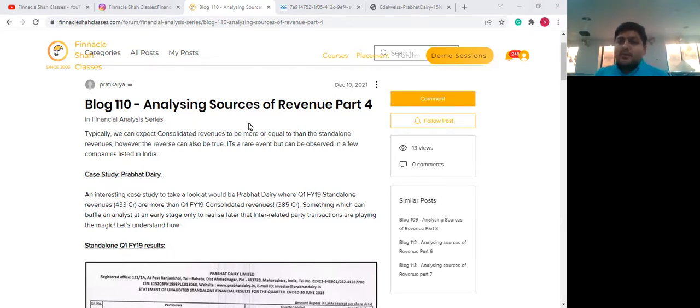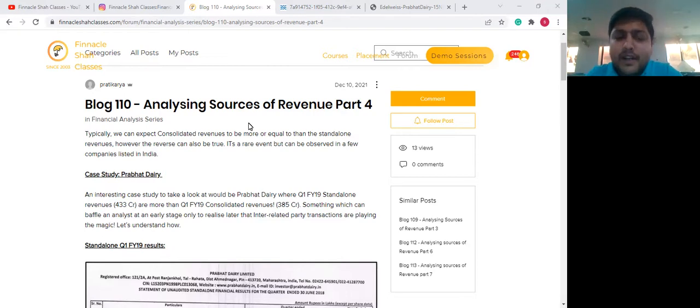Now, the discussion we ended was on a very curious note, where we talked about how usually one would anticipate that standalone revenue figures would be less than the consolidated revenue figures. However, that need not always be the case. There can be exactly the opposite case as well, where consolidated revenue figures may be less than the standalone revenue figures, owing to the magic of related party transactions. Let's in fact take a live case study around the same.